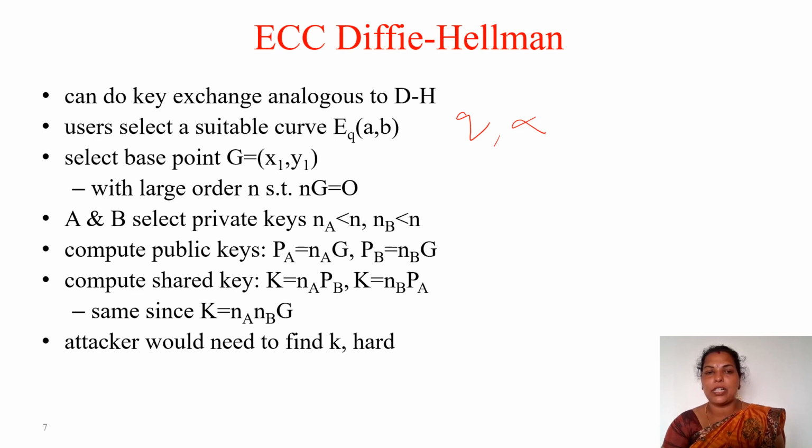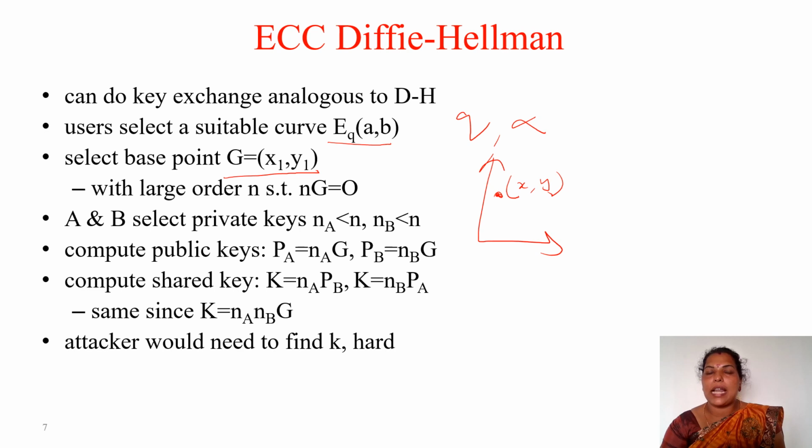Here also it is similar to that only. So here users select a suitable curve, that is EQ(A, B), that is an elliptic curve of A comma B. Then they are selecting a base point, that is G equal to (x1, y1). Here some point also we have to compute, and the point has two values. In the x-axis, what is the value? Suppose we are having a value here, what is the x value and y value?